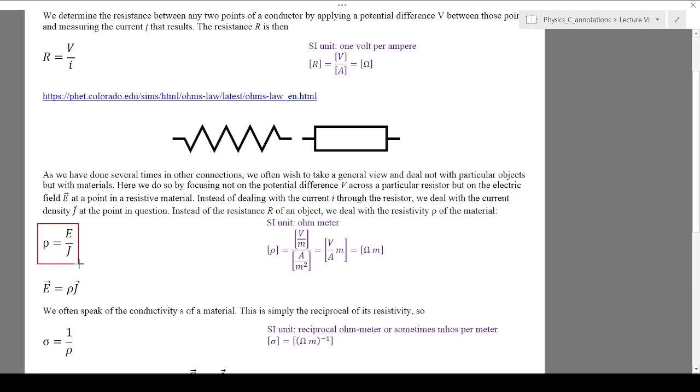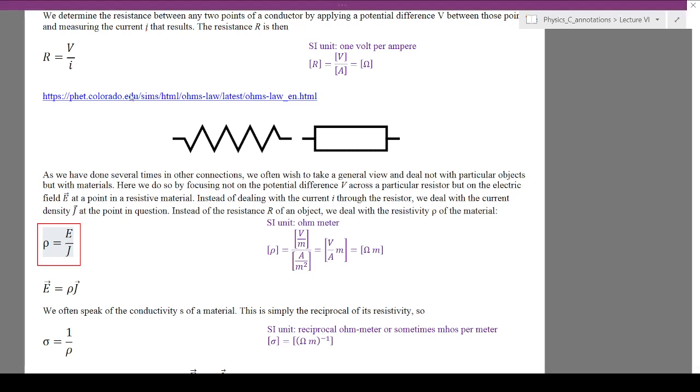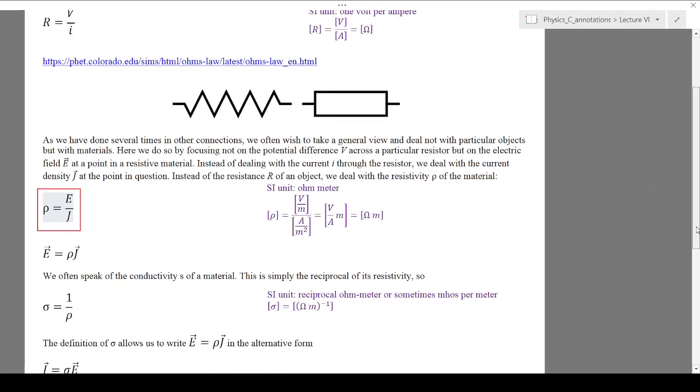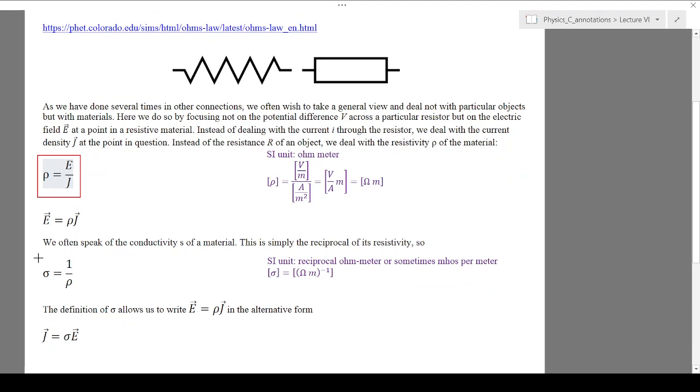We have then that the resistivity of the material, all you have to do is just divide, is just the ratio between the electric field at a given point and the electric current density at that point. And this is what you are going to use, because it doesn't depend on the object itself, only on the material, so it doesn't matter the shape or anything else, you can actually calculate.